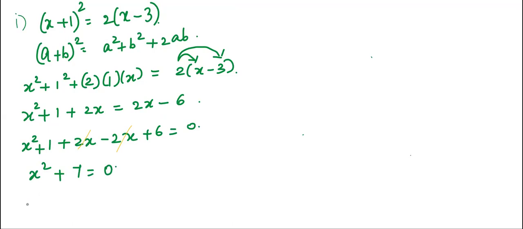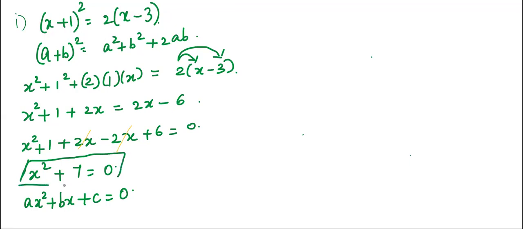Now let's check with the standard form. The standard form is ax square plus bx plus c is equal to 0. We have the x square term, bx is missing, but the constant is 7. So what is the criteria for a quadratic equation? The highest degree of the variable should be 2. The variable here is x and the highest degree is 2. So this will qualify as a quadratic equation. Okay, now next question.